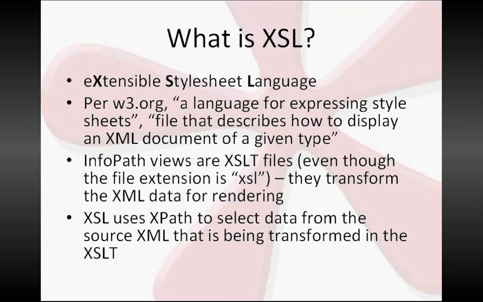XSL uses XPath, which we discussed last week, to select data from the source XML that we're transforming. So your XSLT file will leverage XPath to select nodes from your initial XML as part of the transform. This means that XPath functions are also available to you in your XSLT. So when you create an XSLT, you can use XPath functions like concat. Hopefully that makes sense.